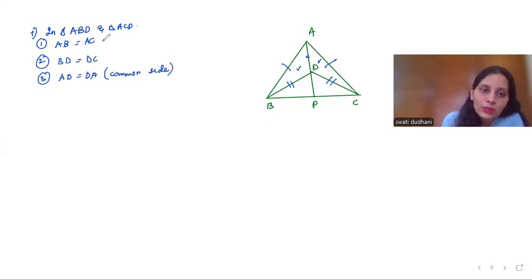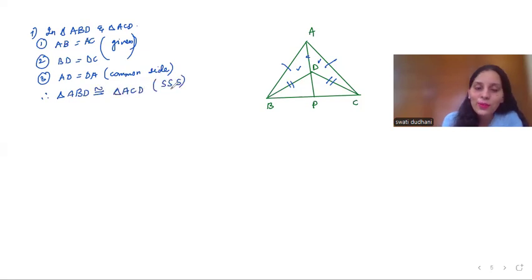Right? So this is given because it's an isosceles triangle. So therefore, triangle ABD is congruent to triangle ACD by what? All the sides are equal by SSS. So now let me number it 1, 2, 3, 4, and let us take 5, 6. Okay, I'll just erase this.